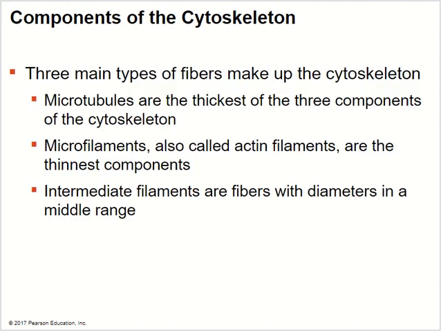Three main types of fibers make up the cytoskeleton. Microtubules are the thickest of the 3 components of the cytoskeleton. There are microfilaments, also called actin filaments, which are the thinnest. And then there are intermediate filaments, which are fibers with diameters in the middle range.